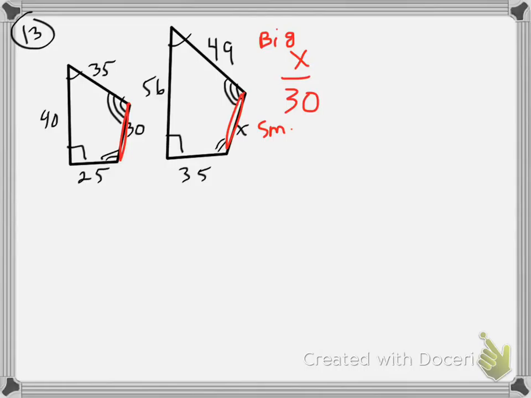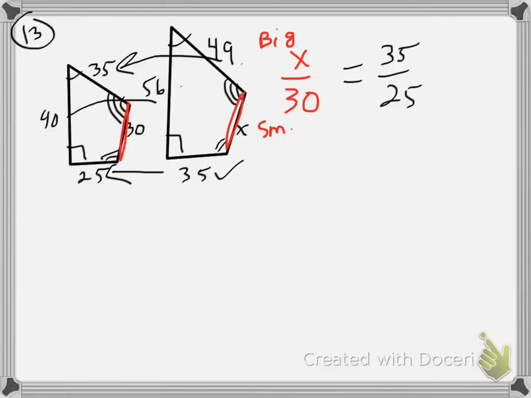Big quadrilateral to small quadrilateral. So we're going to have to do the same thing over here. We're going to have to pick a side. I think 35 looks good to work with, so I'm going to use 35. If you want to use 56 or 49, you can, but you're going to go to a different side. 35 looks like it corresponds to that one there, 25. If you use 49 instead of 35, then you're going to have to go to 35. And if you use 56 instead of 35, you're going to have to go to 40. So you just choose, and they should all give you the same answer.